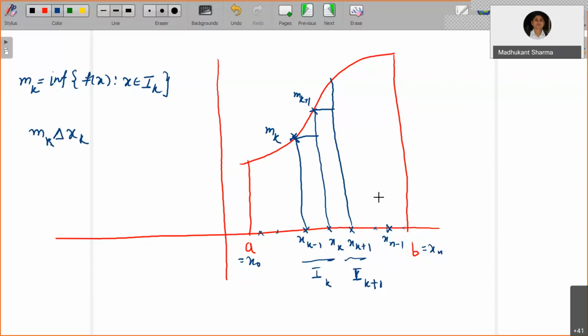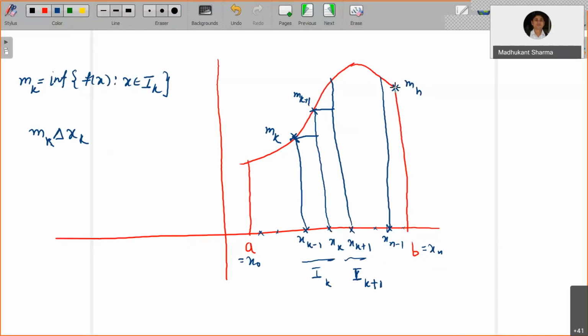Okay, so let me do one more. Here, I just change the shape of the curve, and it is decreasing as well. Okay, so let's try to understand. So if you look at here, what is small mn? Mn is going to be this, at the right end point of the interval.